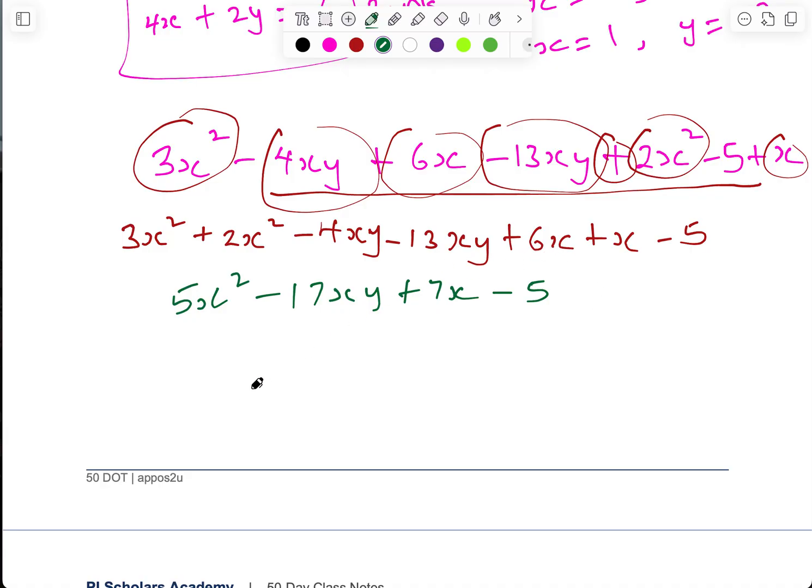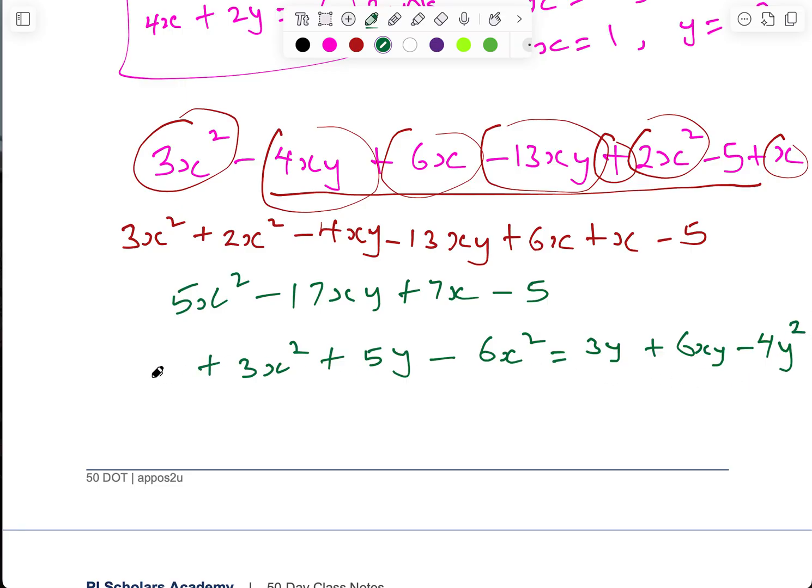But what if you have something of this nature? Let's say you have 3x squared plus 5y minus 6x squared equals 3y plus 6xy minus 4y squared. Let me put a kind of 10y squared here.